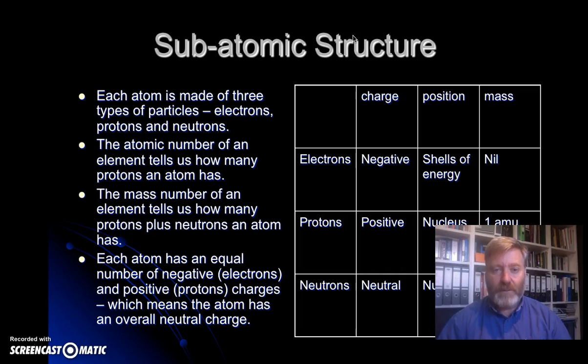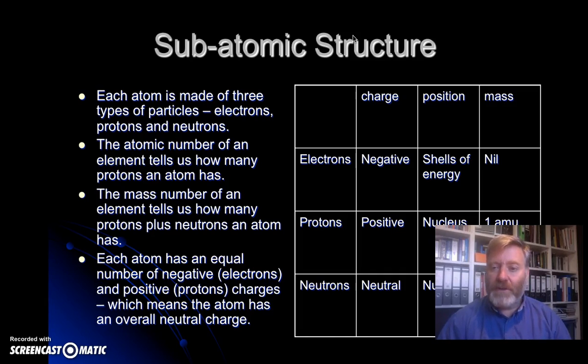Joey and Mia helped a lot with naming things, as did other people. So each atom is made of what we call subatomic particles, below the level of the atom. And we call those electrons, protons, and neutrons. And each electron is made of smaller things again, and protons are made of smaller things again, and neutrons are made of smaller things again. We won't worry too much about those in Year 9.